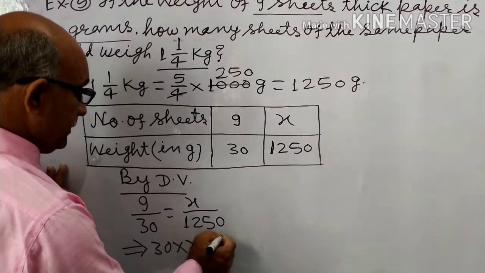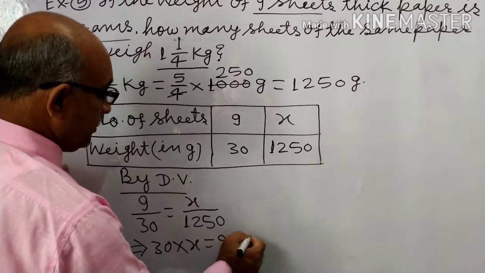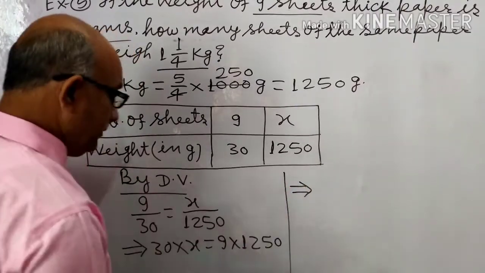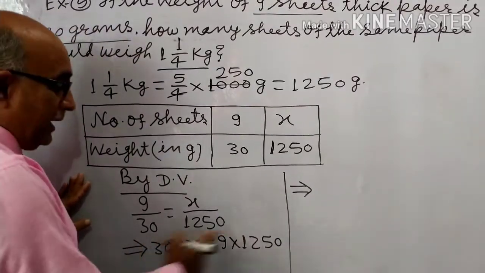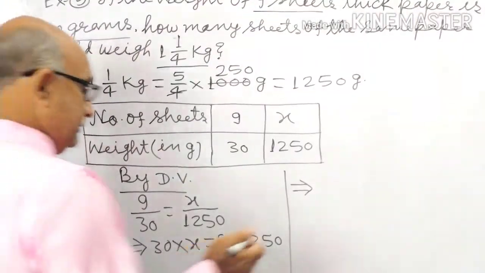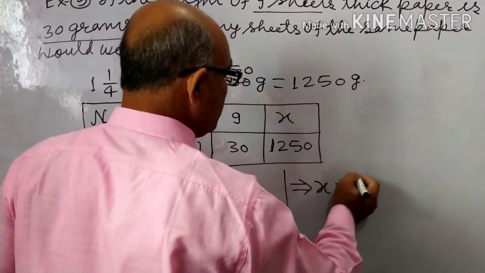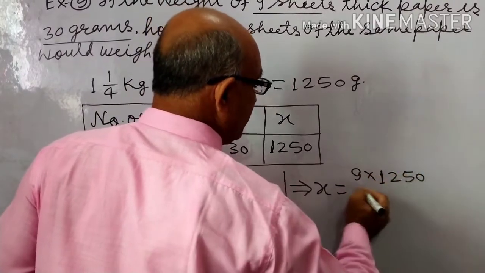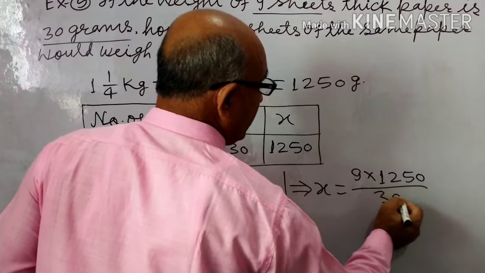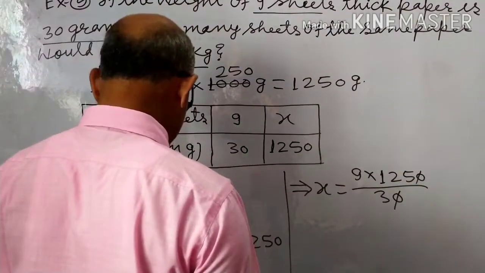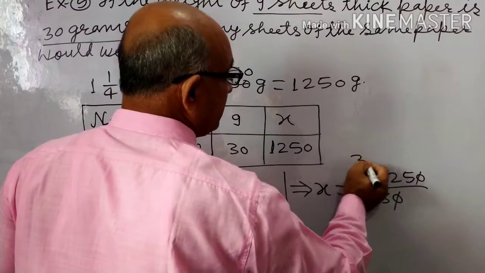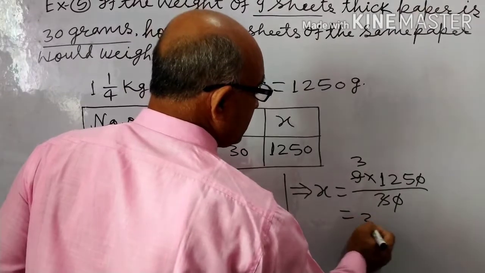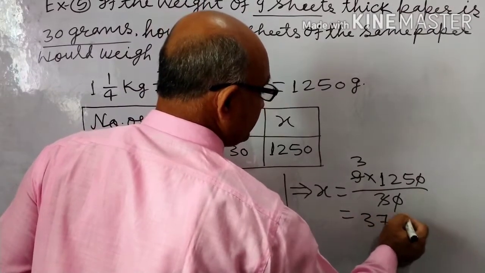36 into x equals 9 into 1250. That implies x equals, here 36 multiplied by transposition is changed into divide. So now x equals 9 into 1250 by 36. So 0 and 0 cancel. Now 3 3s are 9. So 125 multiplied by 3 is 375.